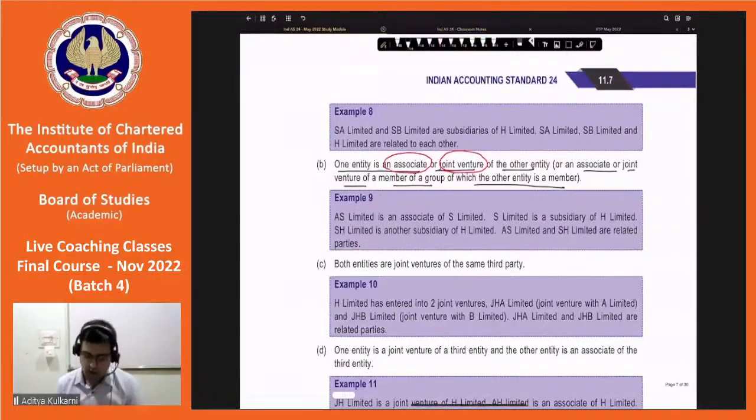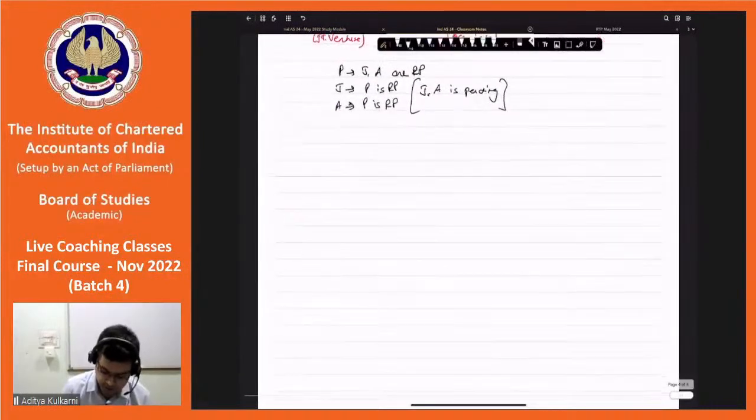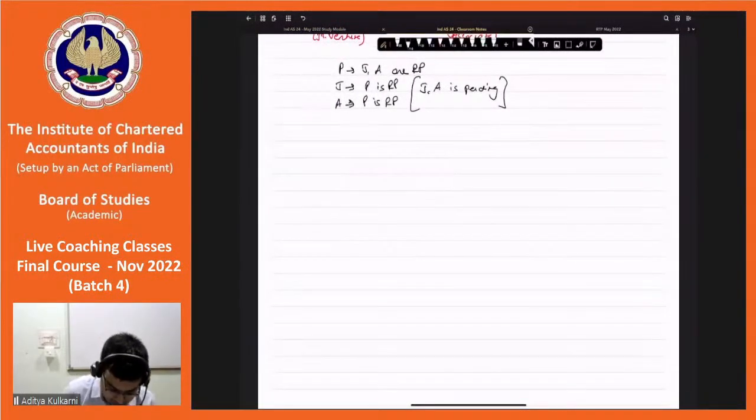Yes. Now let us move on to the next one. If one entity is an associate or a joint venture of a member of a group of which the other entity also is a member. Okay. Now we proceed further.